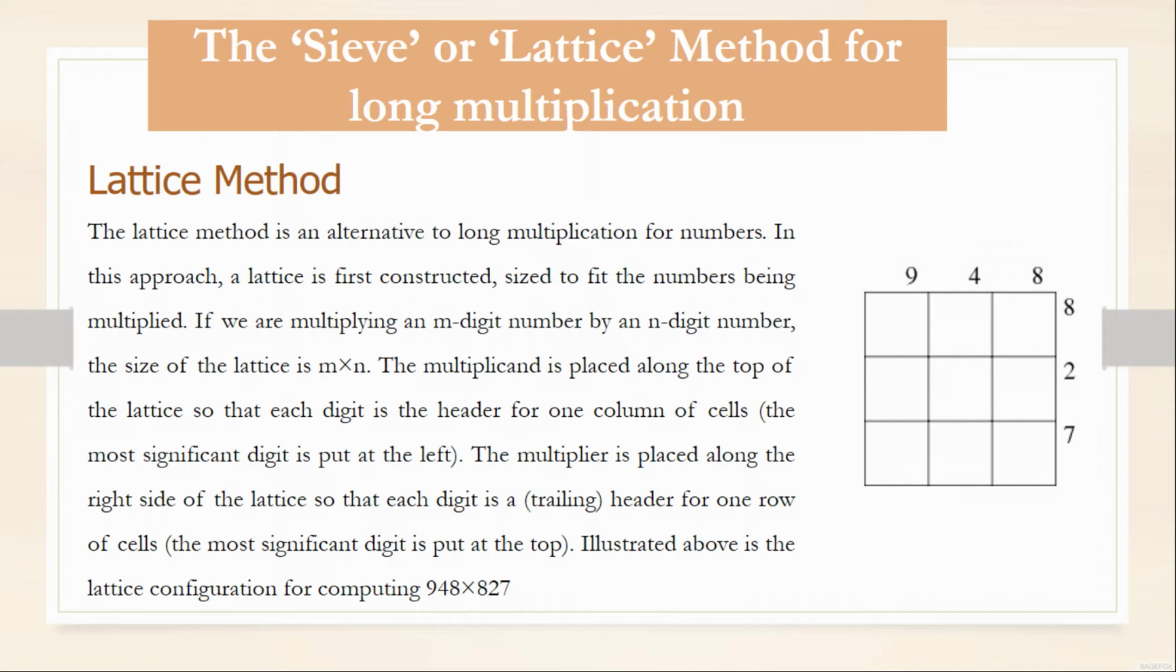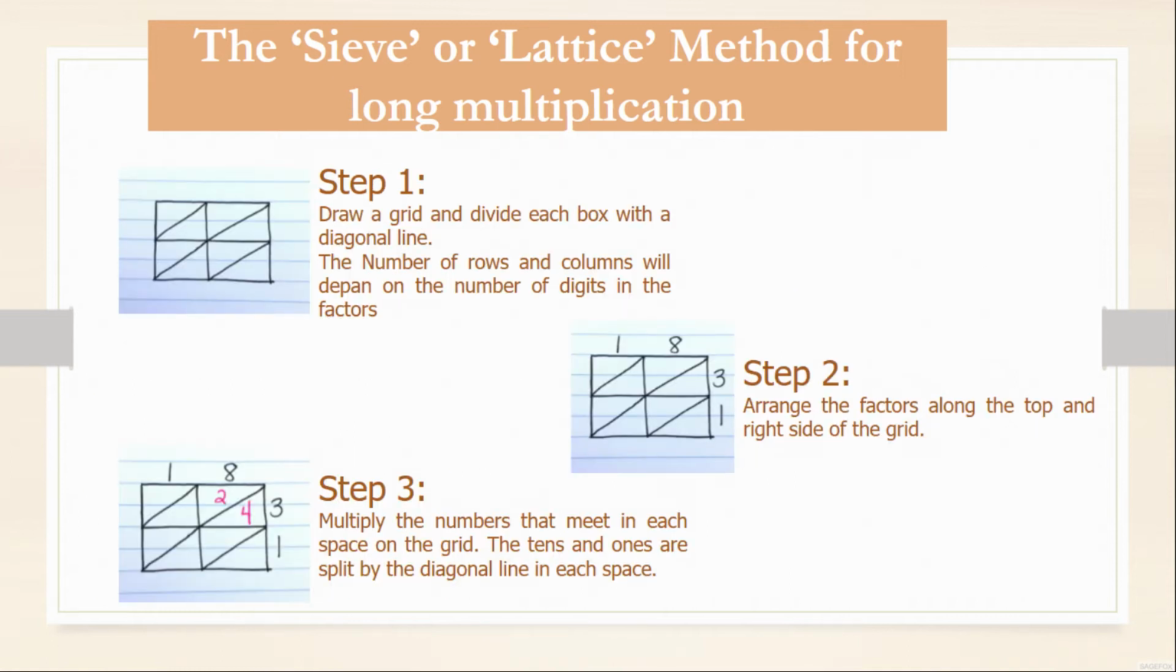Illustrated above is the lattice configuration for computing 948 multiplied by 827. Step 1 for the lattice method: draw a grid and divide each box with a diagonal line. The number of rows and columns will depend on the number of digits in the factor. Step 2: arrange the factors along the top and right side of the grid.